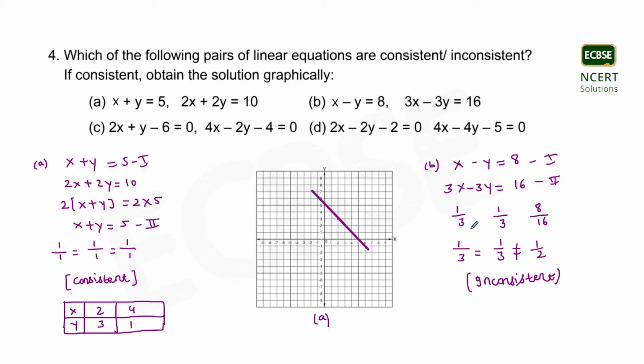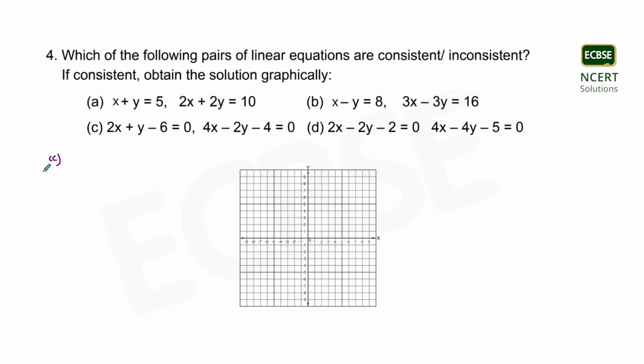Right. Now coming to the C part of this question, the two equations provided are 2x plus y minus 6 is equal to 0, and the second equation is 4x minus 2y minus 4 is equal to 0. Simplifying it and taking the highest common factor from the left hand side, we will be left with 2x minus y minus 2 is equal to 0. So this will be the second linear equation.